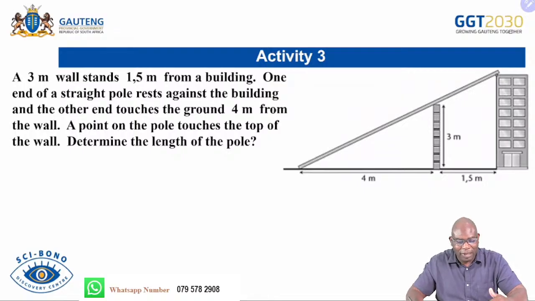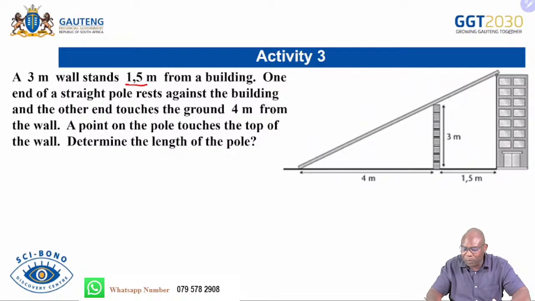Now they say, there's a wall that is 3 meters, which stands 1.5 meters from the building. So here is this wall that they're talking about, which is 3 meters. And that wall stands 1.5 meters from this building that we are having here. So we're having a building here. One end of the straight pole rests against the building, and the other one touches the ground. So it touches the ground there.